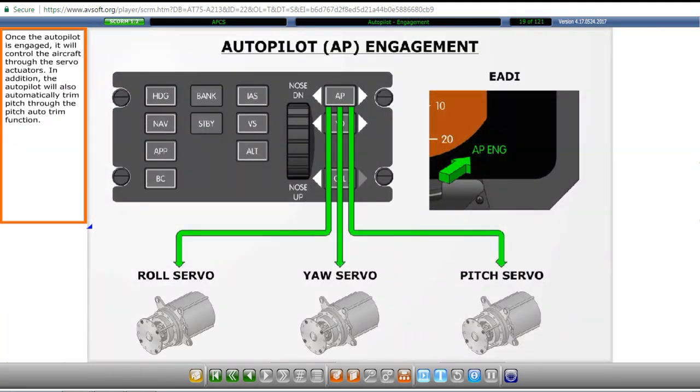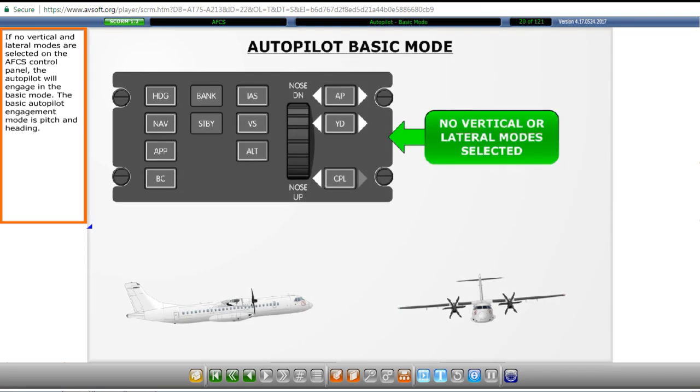Once the autopilot is engaged, it will control the aircraft through the servo actuators. In addition, the autopilot will also automatically trim pitch through the pitch auto trim function. If no vertical and lateral modes are selected on the AFCS control panel, the autopilot will engage in the basic mode. The basic autopilot engagement mode is pitch and heading.